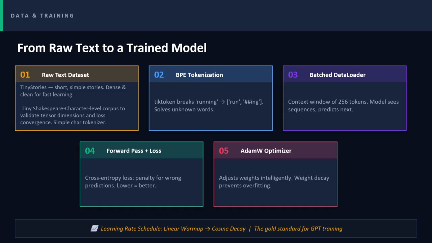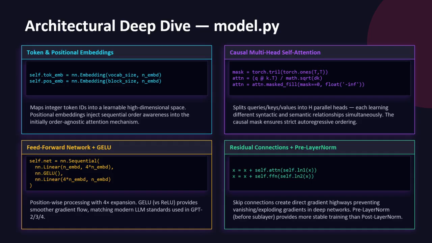And here the learning rate schedule used is cosine decay and linear warm up, where the cosine decay gradually reduces the learning rate, and the warm up phase stabilizes the early training. And this helps to achieve a better convergence.